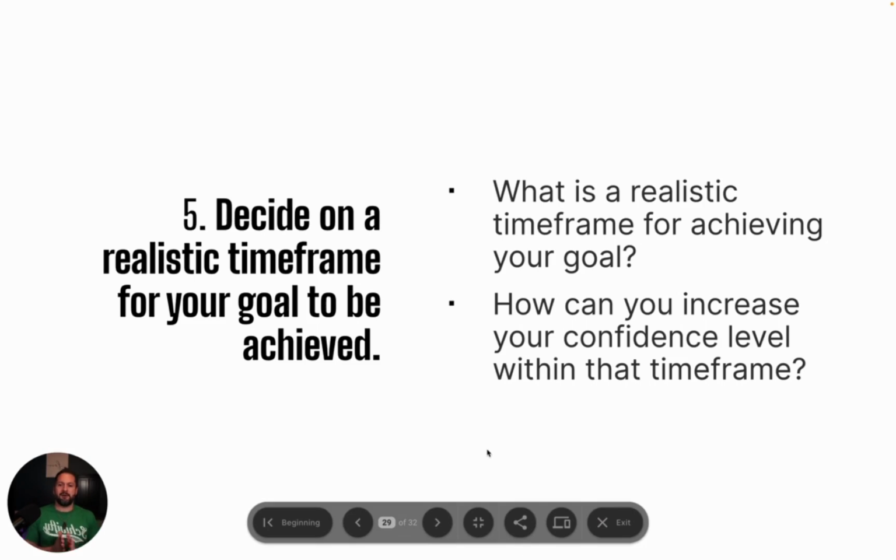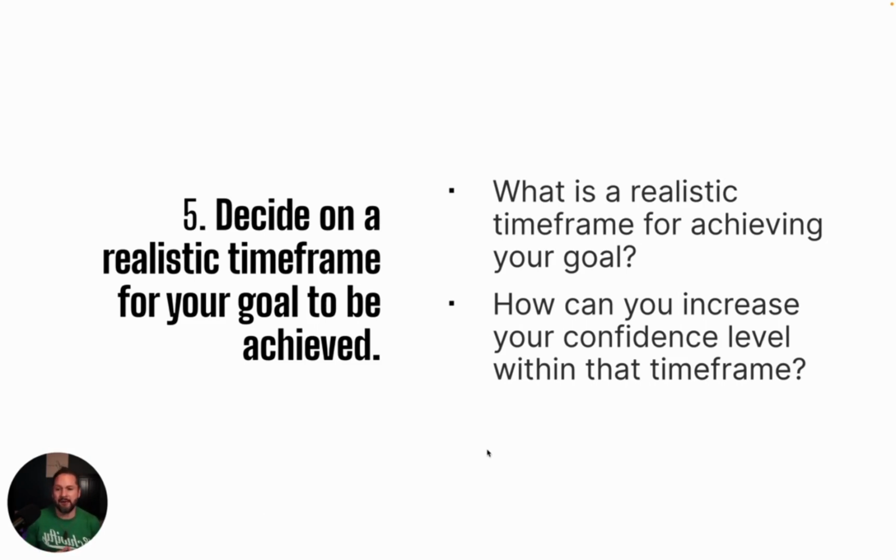Step 5, decide on a realistic time frame for your goal to be achieved. What is a realistic time frame for your achieved goal? Answer this question for you. If you are this far along in the process and the first idea coming to your head is it's never going to happen, then you probably skipped something or you need to go back over it and come through these steps with a cleaner, clearer frame of reference, right? Go meditate, go take a nap, okay? Push pause, come back today or tomorrow when you can start over again. Because if you're in that state of mind, you're not going to be able to move forward.